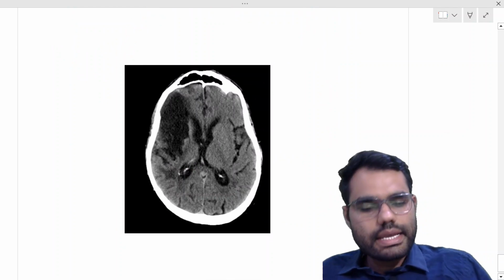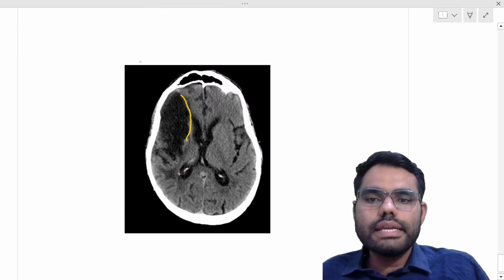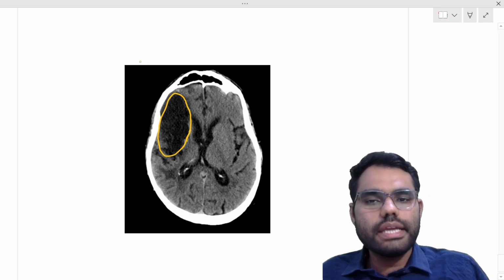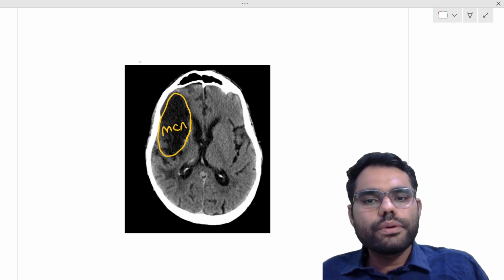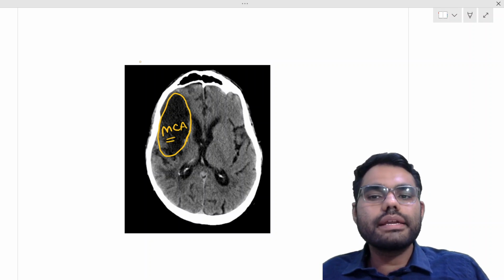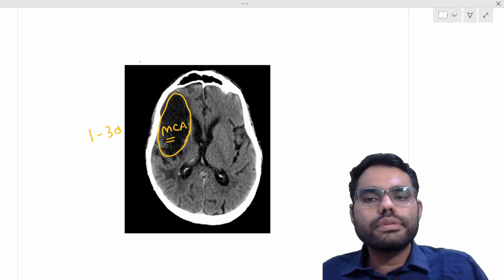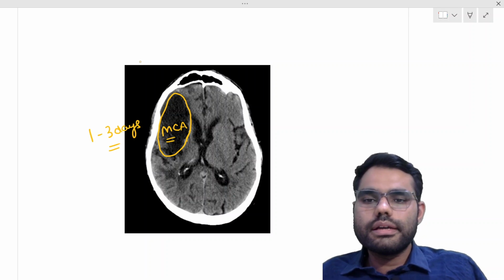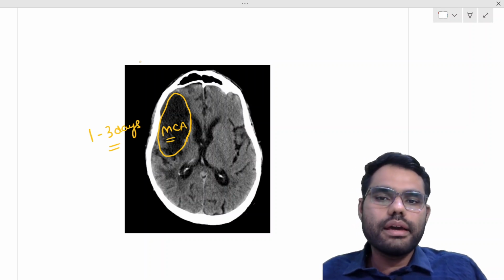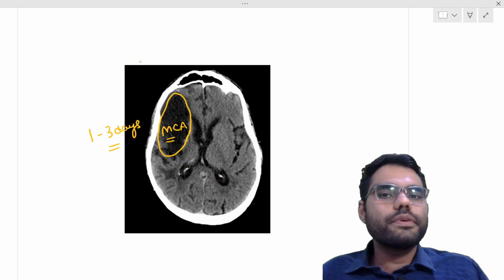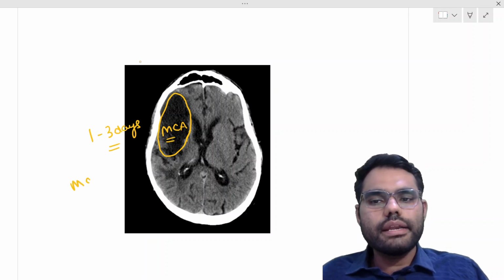And this is a CT scan which is showing a hypodensity in the same MCA distribution. So these changes come much later than the MRI changes. After 1 to 3 days of a stroke, the changes start coming on CT scan. So this was all about MCA territory infarction.